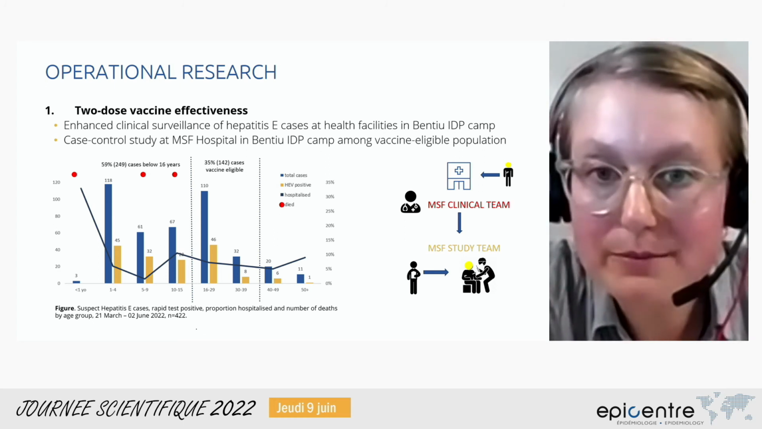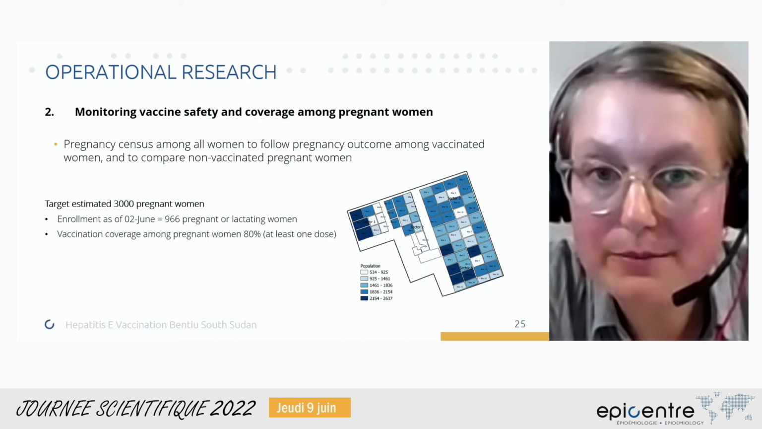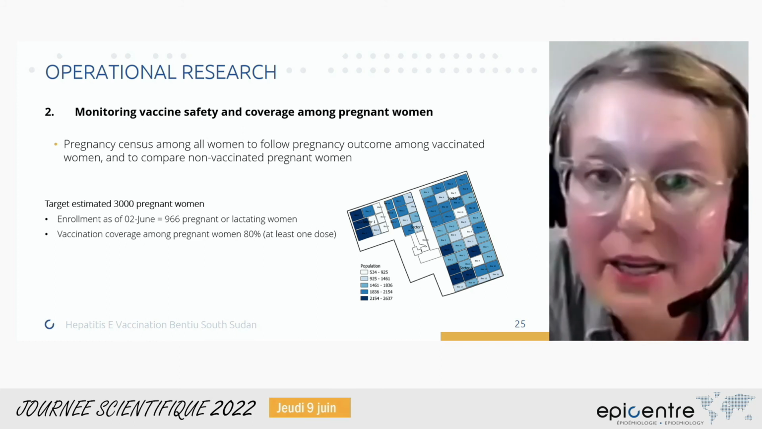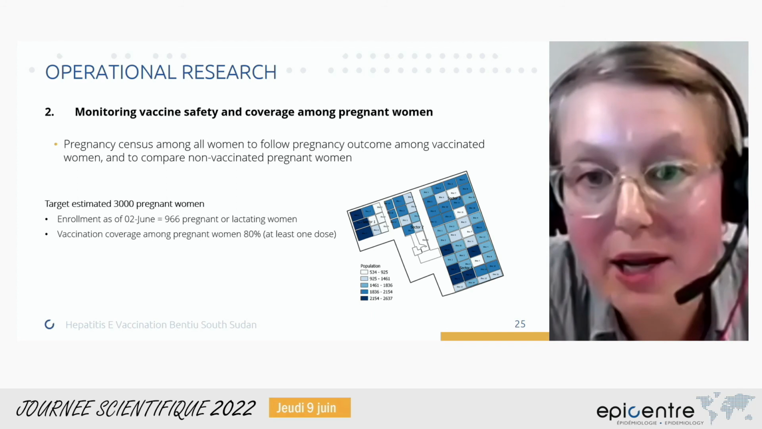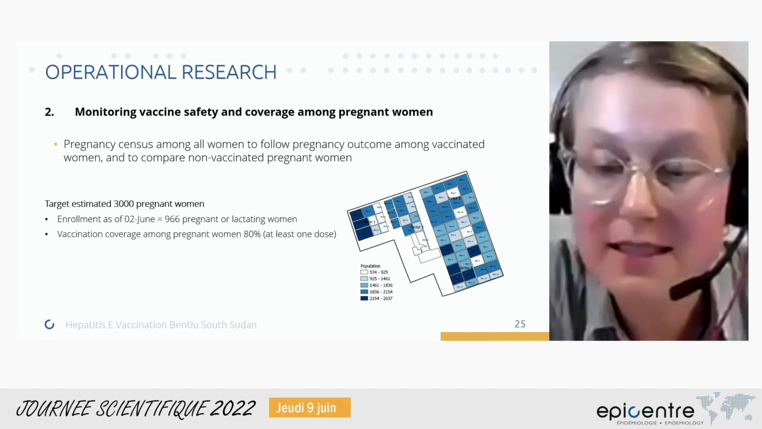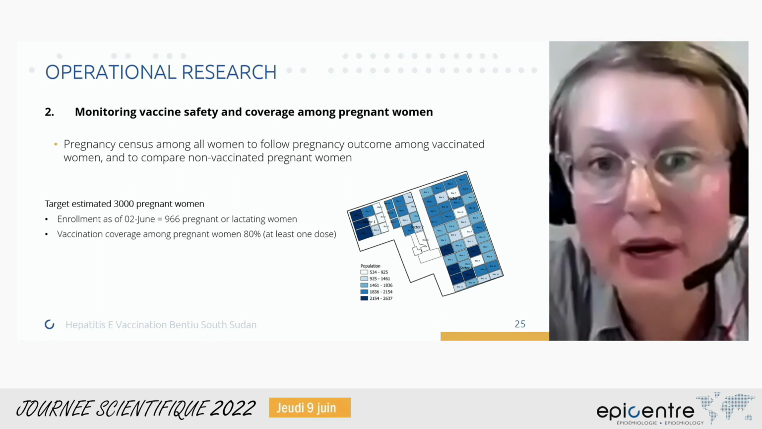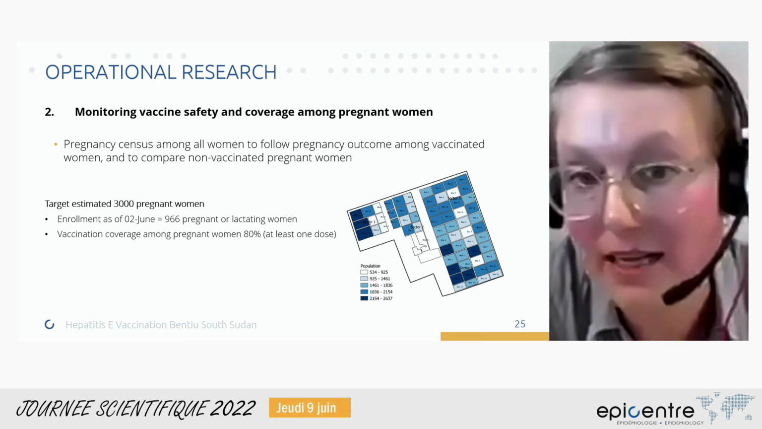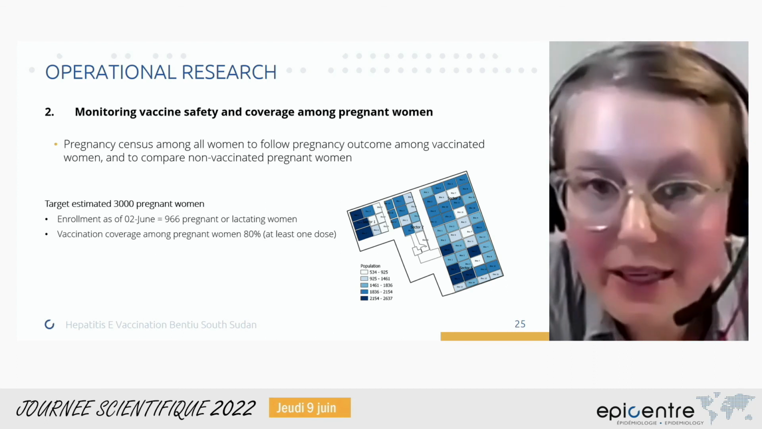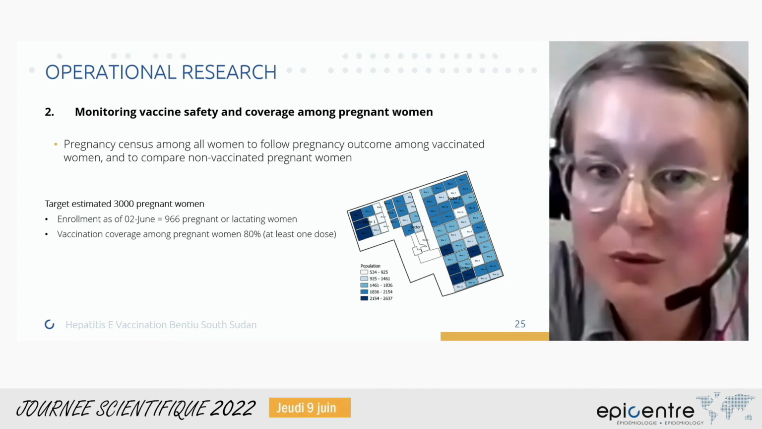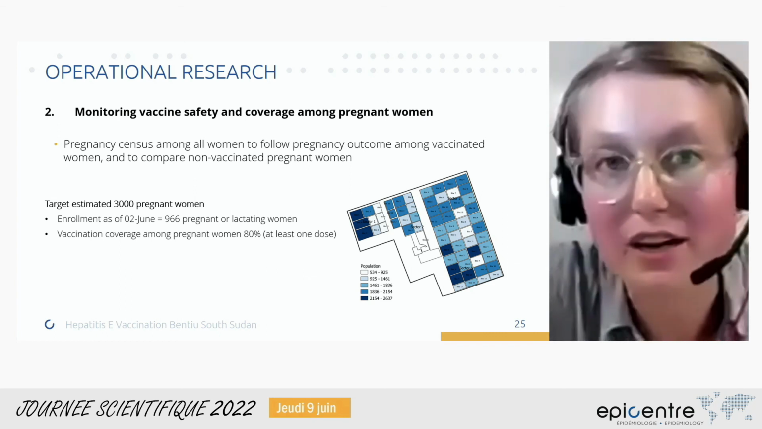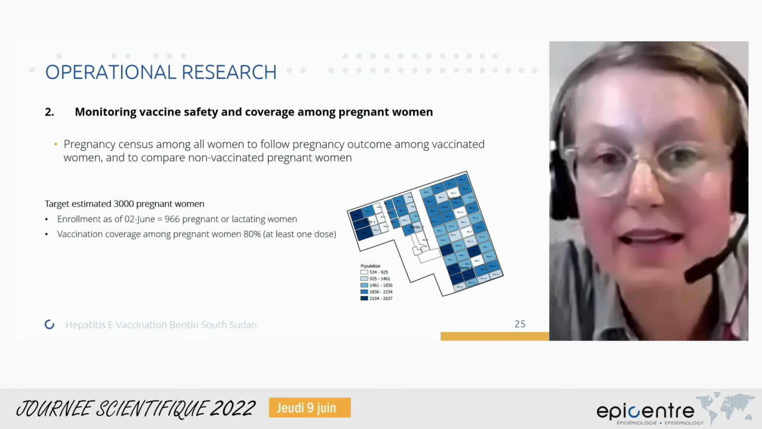A second objective of the research is to look at vaccine safety and vaccine coverage among pregnant women. In order to do this, we are implementing a pregnancy census in the camp. We are going house to house looking for pregnant women, asking them about their vaccination status, and then we will compare the pregnancy outcomes between the vaccinated and the unvaccinated women. With a target population of around 3,000 pregnant women, as of last week we had already enrolled almost 1,000 women and found a vaccination coverage of 80% with at least 1 dose of the vaccine.